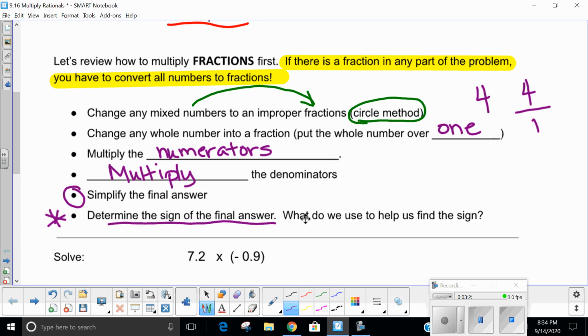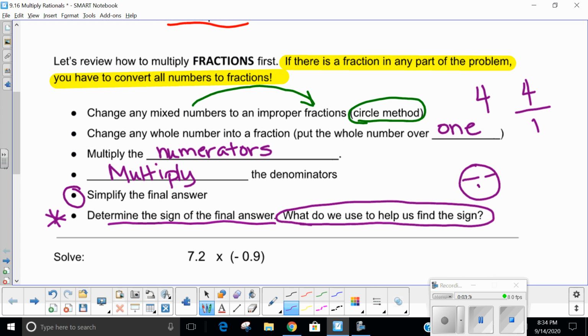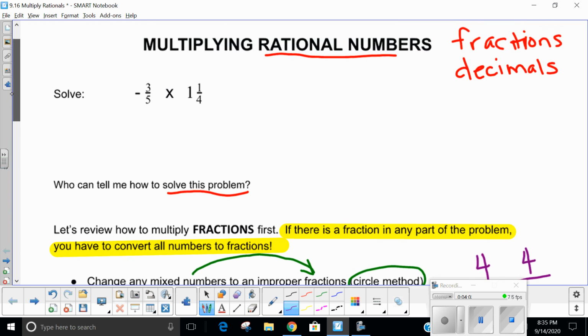Now, remember from yesterday what we can use to help us find the sign. We can use the mouse, and we call him what? Sleepy Mouse. We can use the triangle, or we can use the tic-tac-toe board. And now remember, we use these for multiplying and dividing only. These are the rules for multiplying and dividing. All right, so let's take these steps and apply them to this problem up here.